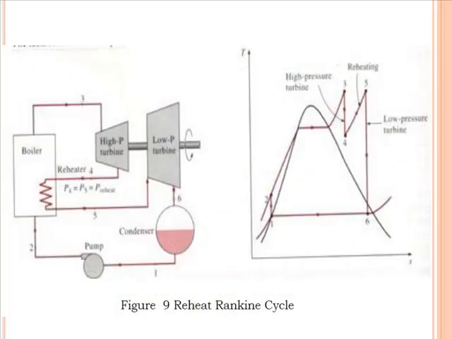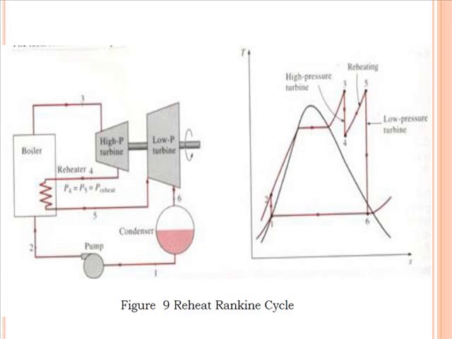Now in figure number 9a, you can see the schematic of reheat Rankine cycle, where you can find HPT and LPT, that is high pressure turbine and low pressure turbine. At stage 3, the superheated steam will enter into the high pressure turbine. It will expand up to some intermediate pressure, and then it will enter into the reheater at stage 4, and after reheating, at stage 5, it enters the LPT, that is the low pressure turbine, and then there is full expansion of the steam in the low pressure turbine.